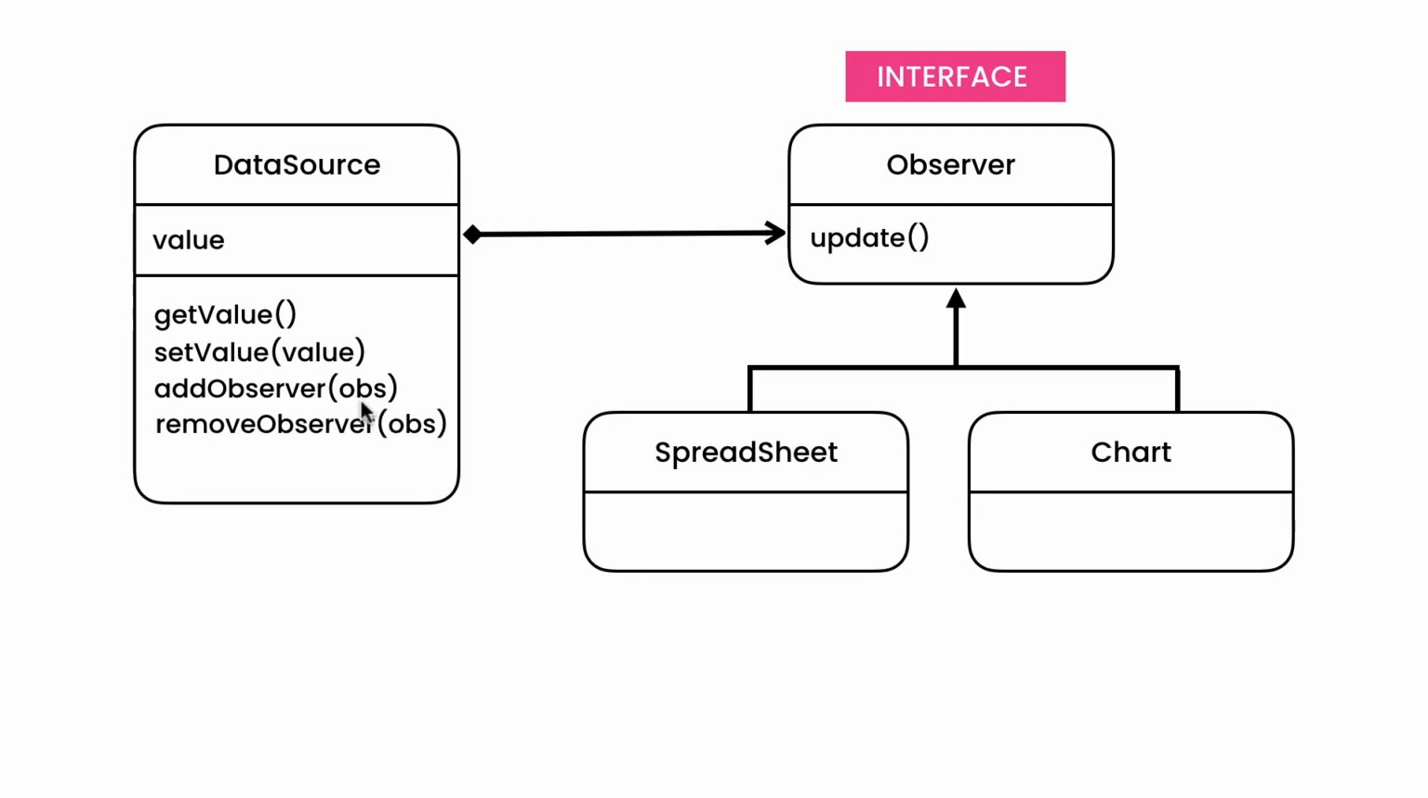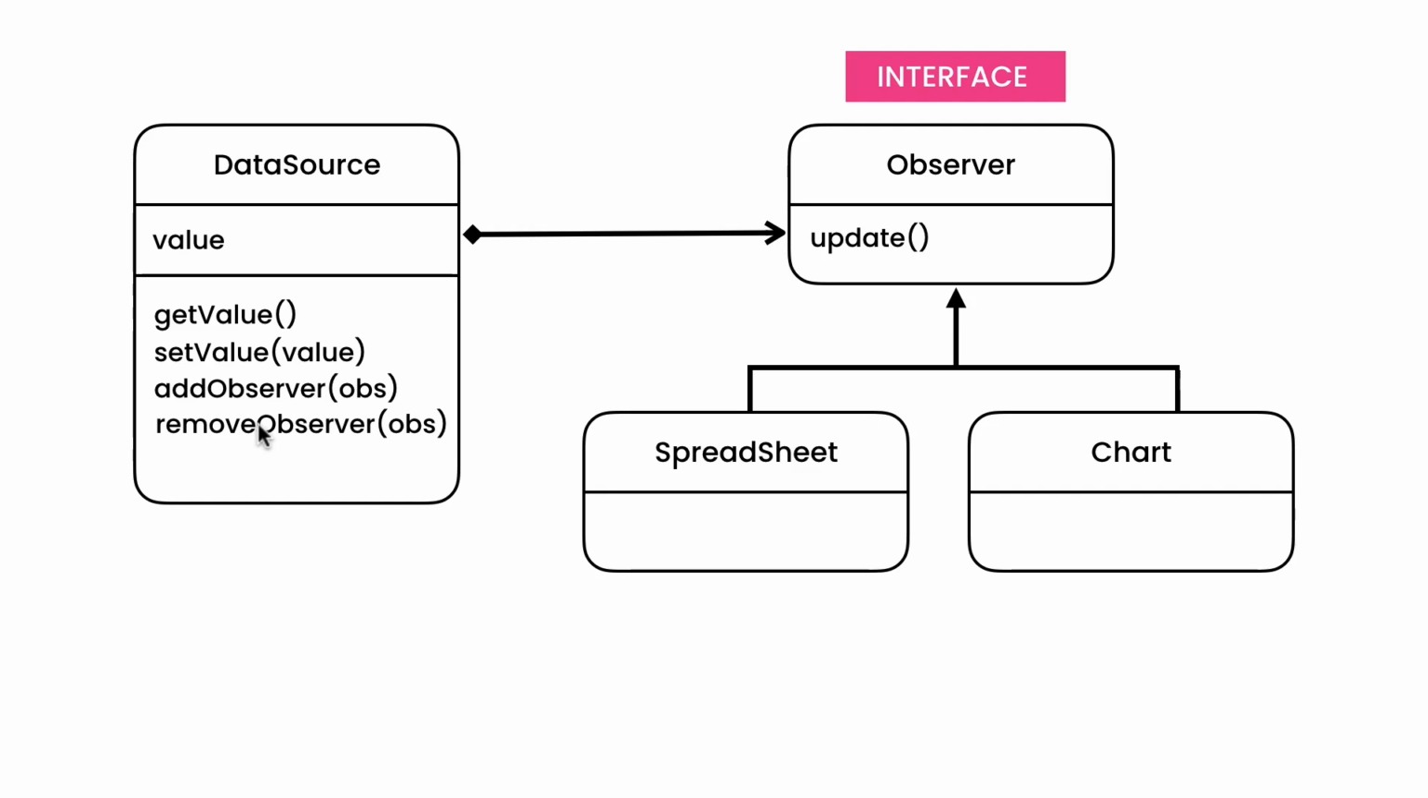We need a similar method called remove observer. This is useful in situations where, let's say, the user deletes a spreadsheet. So we don't want that spreadsheet to be notified about the changes in the data source. So with these 2 methods, we can add and remove observers dynamically at runtime. And this makes this class very flexible.